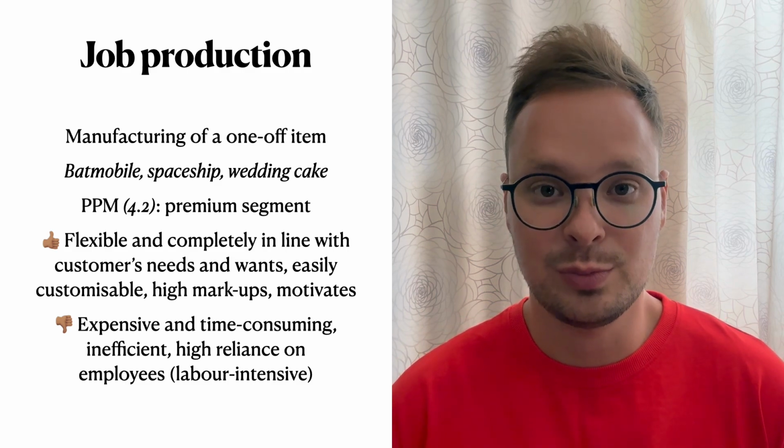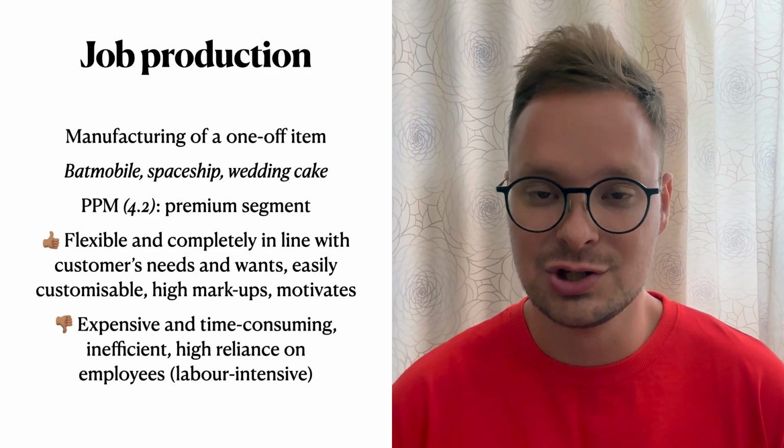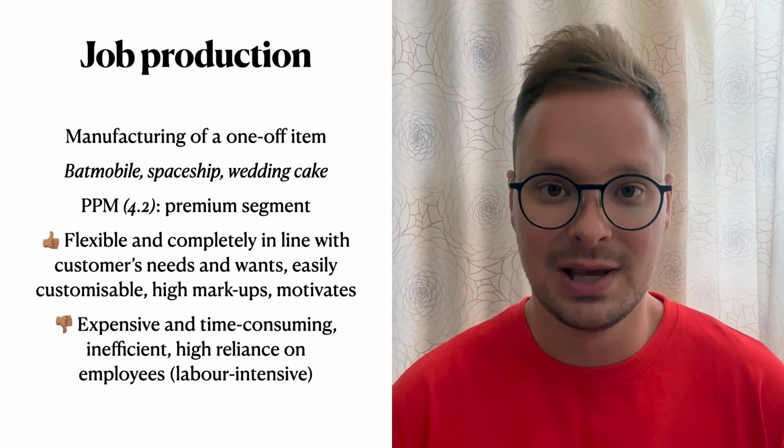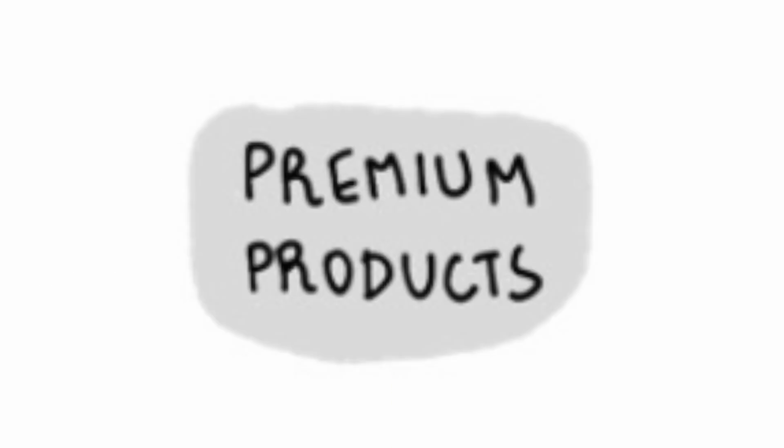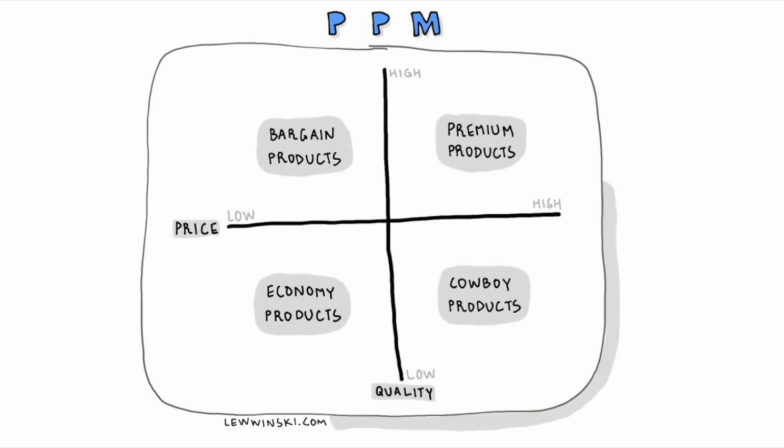If we're trying to put products that are produced using job production into one of the product perception map categories, or PPM, then it would most likely be premium products, the ones with high quality and high price. If you have no idea what I'm saying right now, if you don't know what PPM or product perception map is, then it means that you missed class 4.2 where we learned PPM. So please review it or watch it for the first time if you have never heard about PPM.